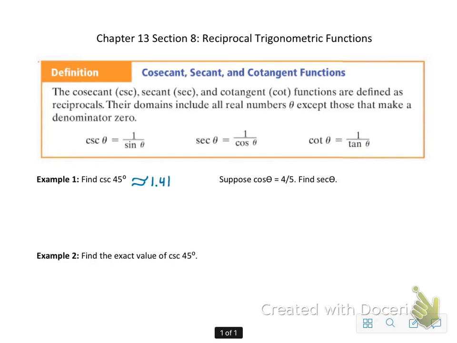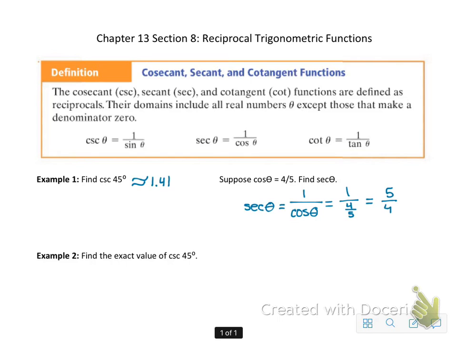Now if cosine is 4 over 5, and we need to find secant, well, we know, based on that table above, that secant theta is 1 over cosine theta. So this is just 1 over 4 over 5. And when you put 1 over a fraction, you flip the fraction. So the answer is just 5 over 4. And it's not going to be much harder than that.